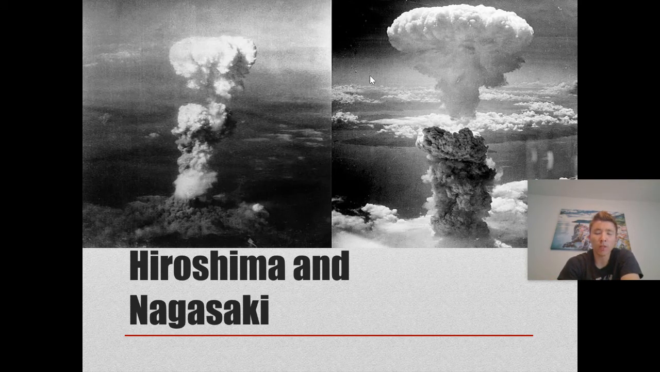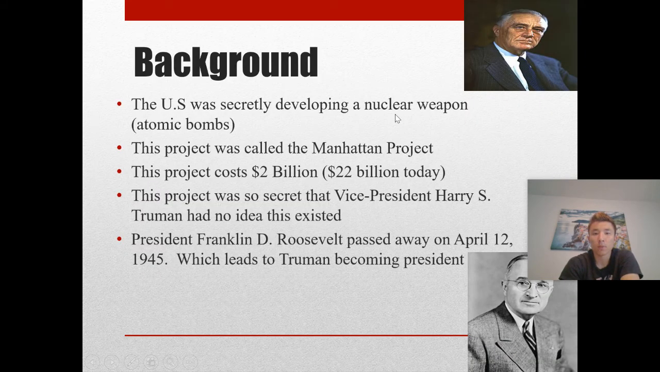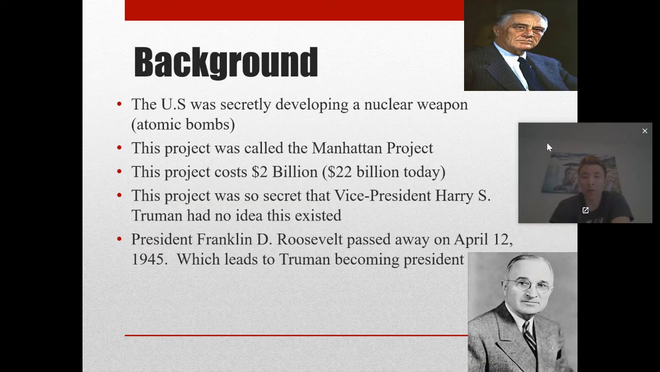Once Germany surrenders, of course, the United States still has to deal with Japan, and this is where we'll talk about the atomic bombs and its impact and legacy that it leaves behind. So the background of this: Japan's not giving up. And the United States at the time was secretly developing a nuclear weapon, a never before seen weapon of its kind called an atomic bomb. And so this secret project was called the Manhattan Project.